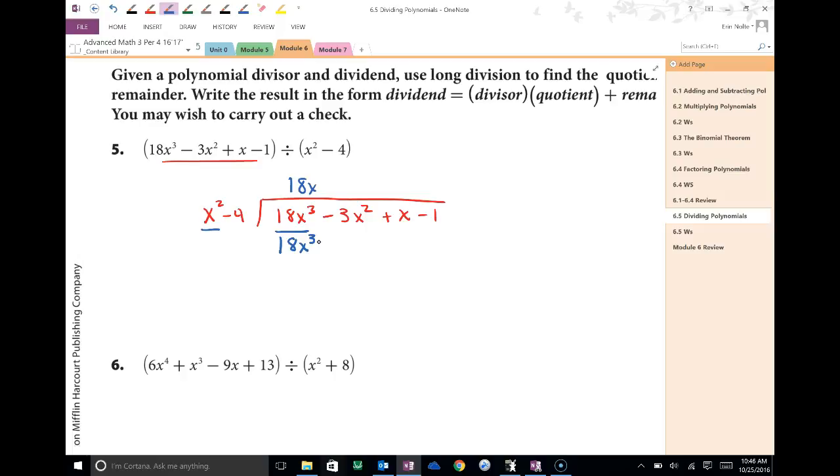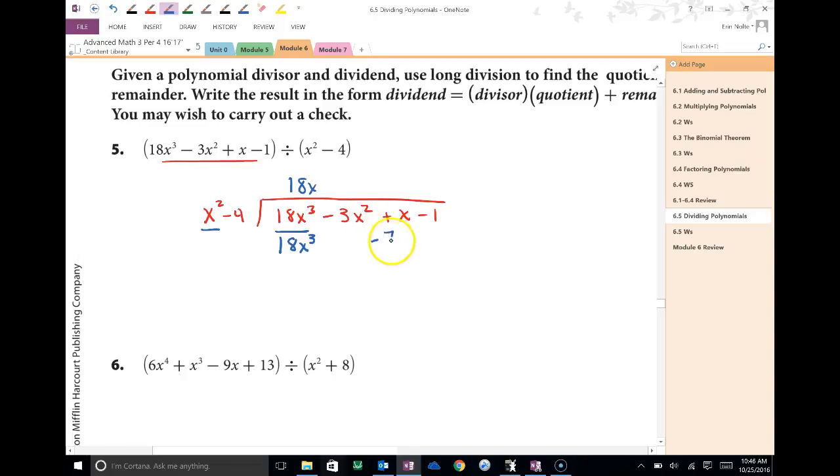What is 18x times negative 4? Negative 72. So do you see what I'm saying? I'm multiplying 18x times negative 4, so it's negative 72x. Okay, so you see that the x is way over here?